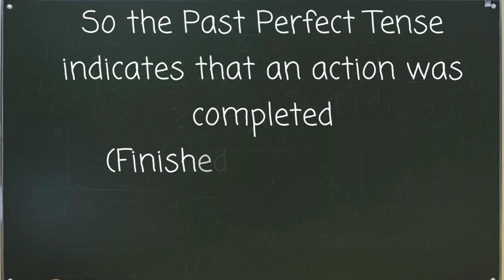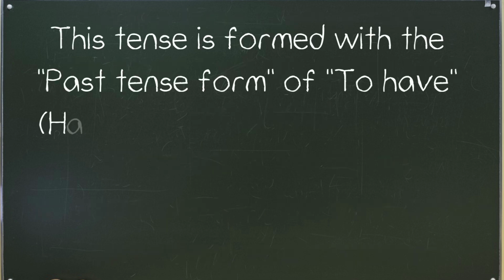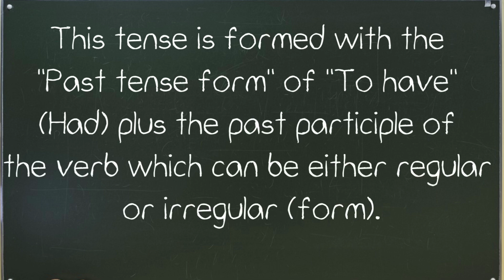So the past perfect tense indicates that an action was completed at some point in the past before something else happened. This tense is formed with the past tense form of to have, or had, plus the past participle of the verb, which can be either a regular or irregular form.